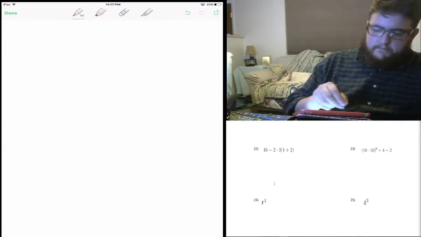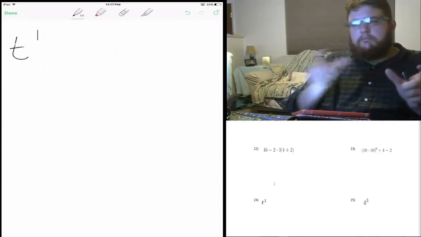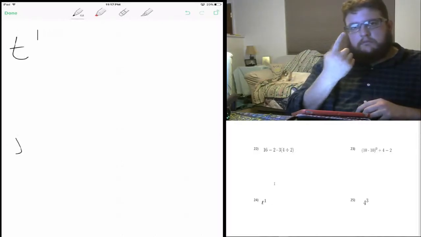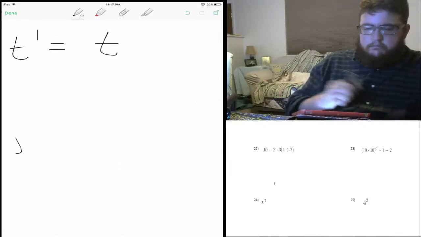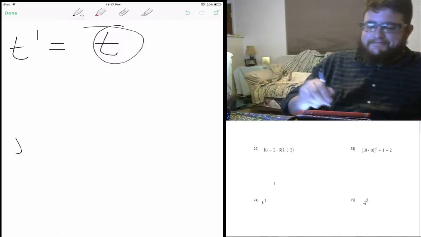24 says t to the first. Remember that an exponent tells us how many copies of the base we're going to have. And so our exponent is telling us that we're going to have 1 copy of the base, and the base is t. So this can be rewritten as t. That's it.